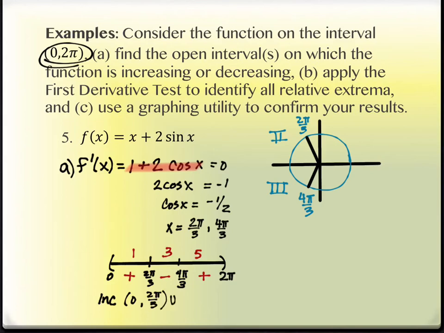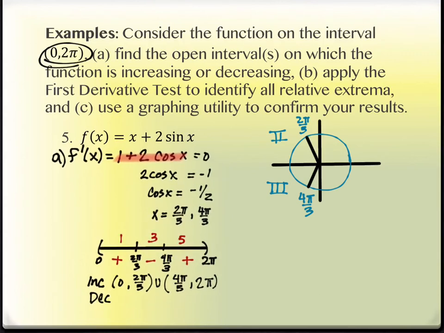Perfect. 0 to 2 pi over 3 and 4 pi over 3 to 2 pi. And then it would be decreasing between them. Hang on, I'm running out of space a little bit. So from 2 pi over 3 to 4 pi over 3. Is that all right? Okay, so that's part A.